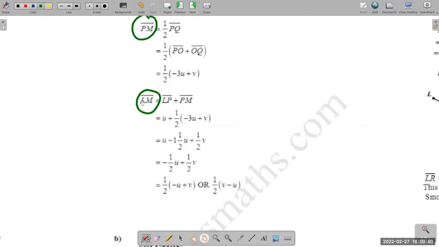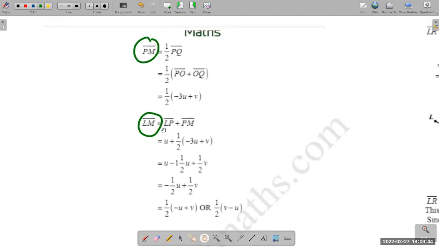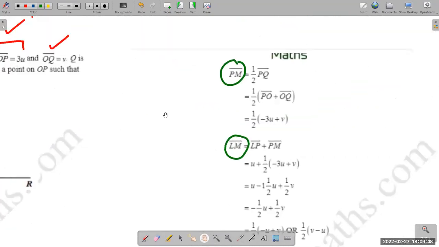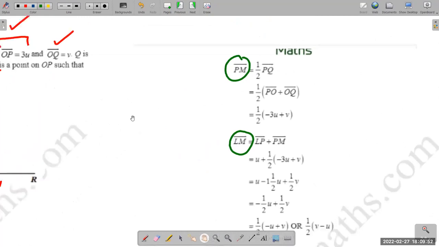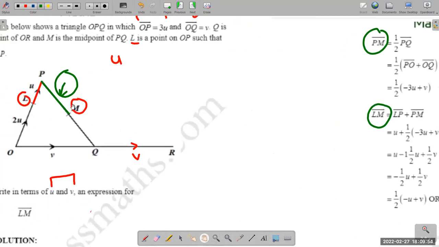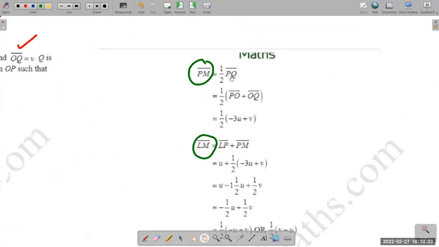If we want to go from L to M, we must make some connections first. So let's go back to the diagram. Which way did they choose? They went P, O, Q, PQ. I would have gone PQ to be honest. Okay, I guess that's what they did here. Half a PQ.